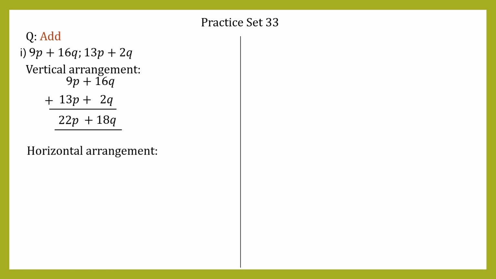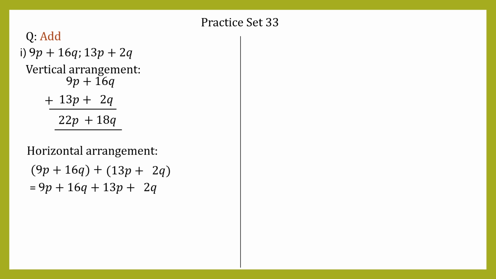Let's go for the next arrangement, horizontal arrangement. 9p plus 16q, first expression. Second expression, 13p plus 2q, will give plus sign in between since we need to add them. Now, while opening the brackets in the second term, in the second step, we are not going to change any sign since in between the two brackets we have plus sign. So whenever we have plus sign, the sign of all the terms will remain same while opening the brackets.